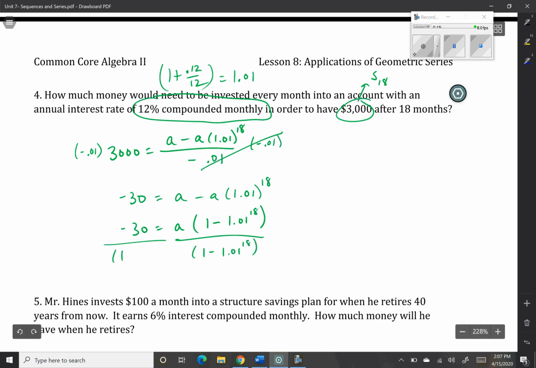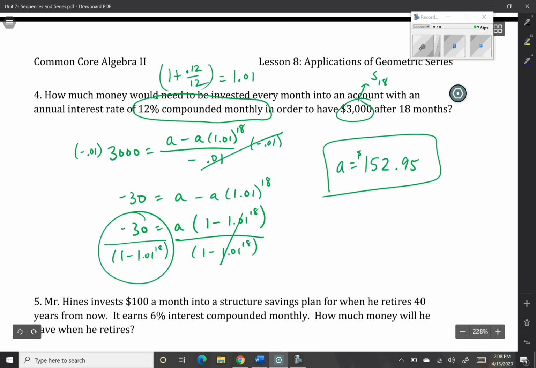Because I have a calculator, I can do this, right? I don't have to worry about getting crazy with the rounding. And if I just type that into my calculator here, I get a value. So if I type that into my calculator, negative 30 divided by 1 minus 1.01 to the 18th power, I wind up getting $152.95.